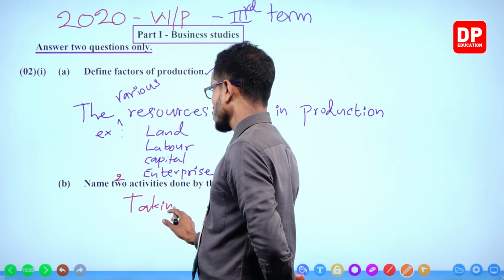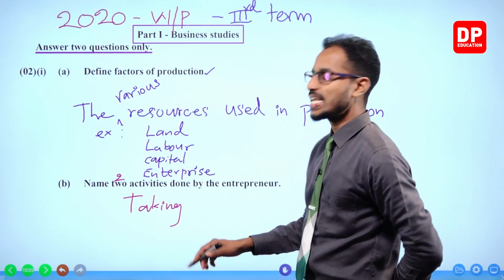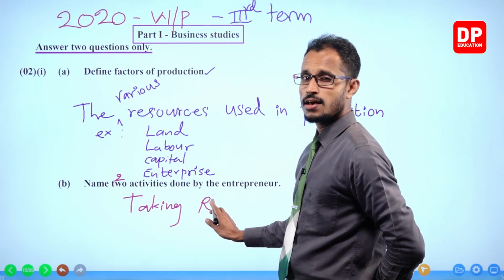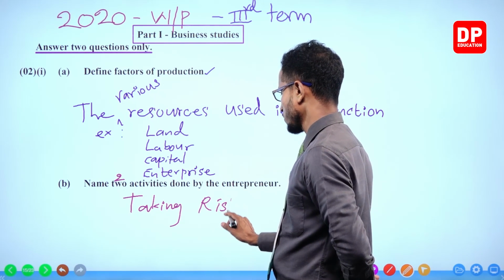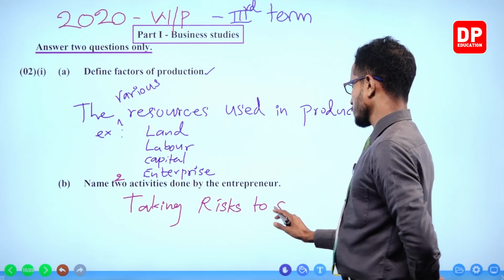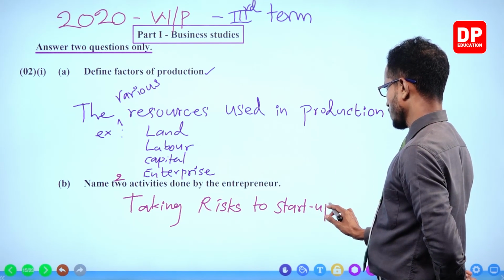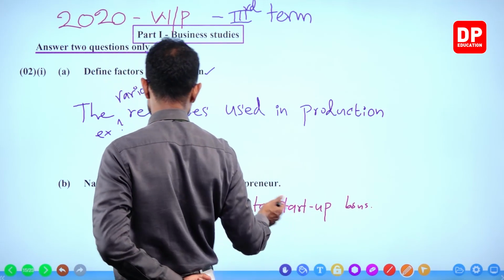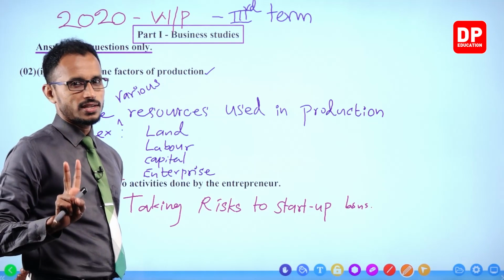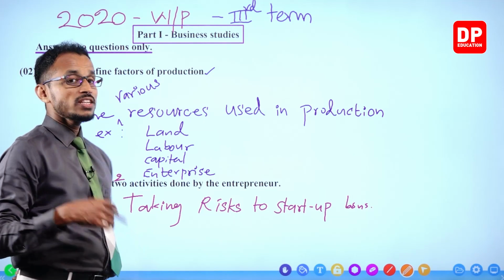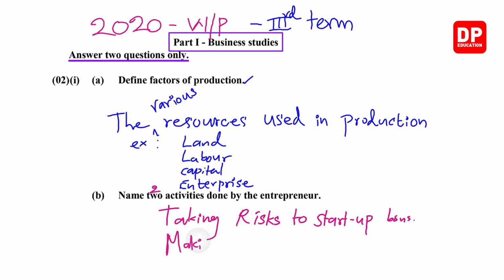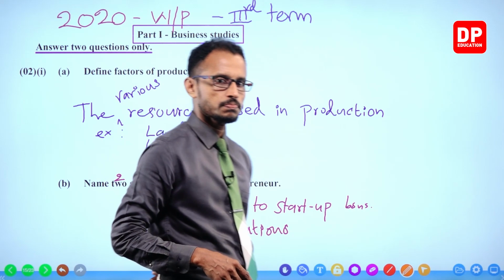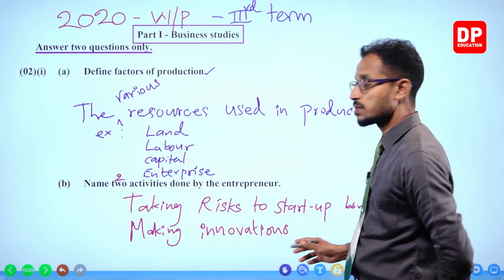Entrepreneurs are so special because they are taking risks. They are not afraid to take risks to start up businesses. Taking risks to start up businesses. What else? We have to write another one. Making innovative products, making innovations. Those are main activities of an entrepreneur.